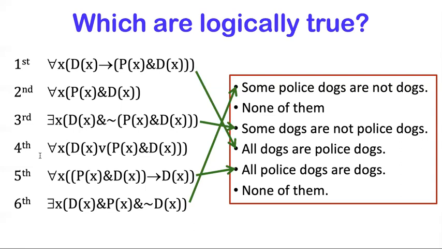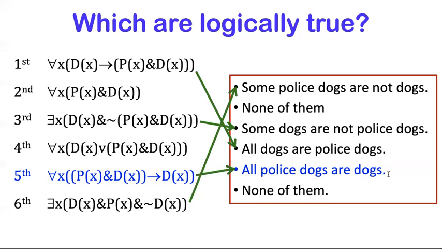Okay, maybe you pause your videos again. Hopefully you figured out. The answer is there's just one of them that's logically true. All police dogs are dogs. Because you can't give me something that's a police dog, which isn't also a dog. That's necessarily true. It's impossible to have a counterexample to that, or to make that thing false.